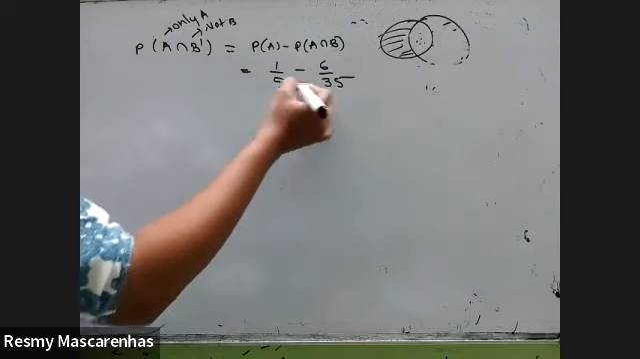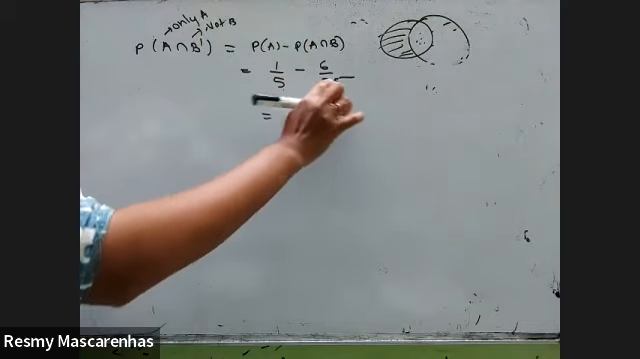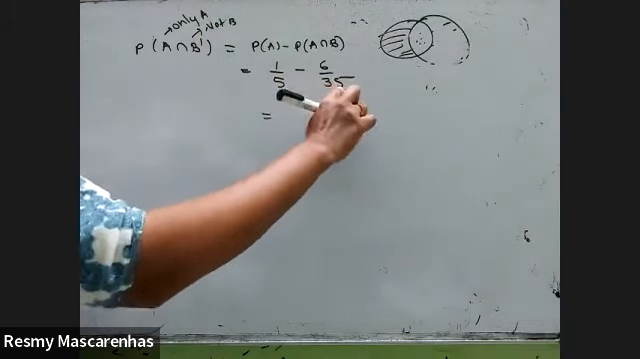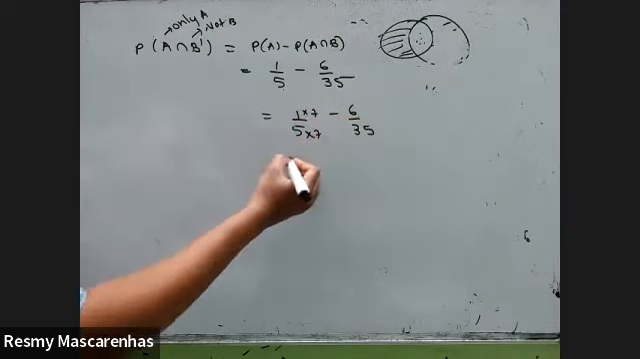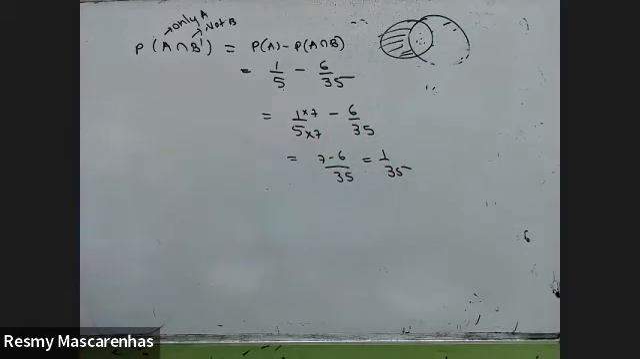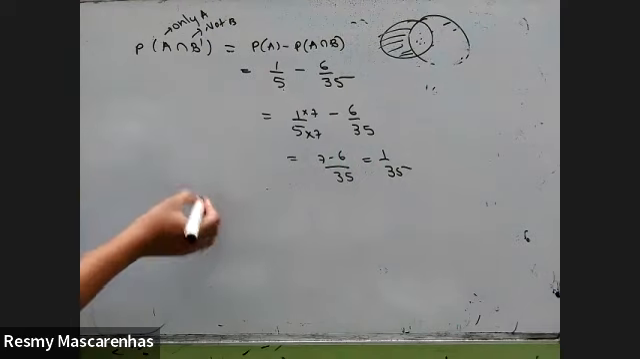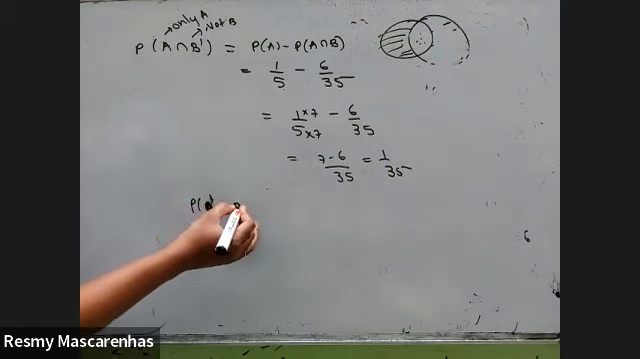And then again you can do the same. This is another method which I taught you. Directly you can make it, instead of taking LCM, I want to make this 35, so just multiply it by 7. 7 minus 6/35, 1/35. P of A complement union B.